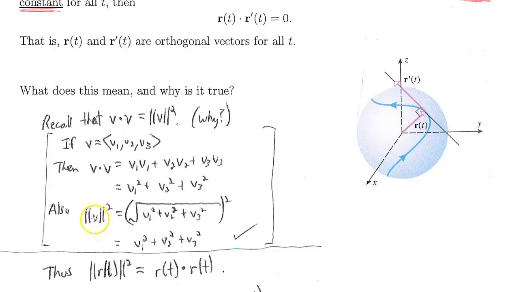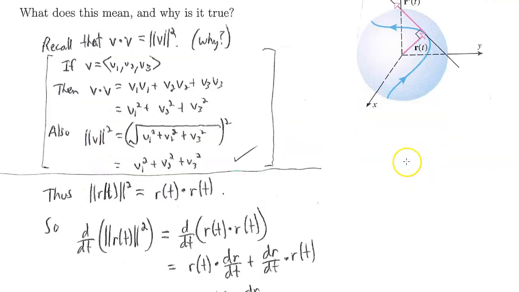Because notice, what's the norm of this vector squared? Well, the norm of v1, v2, v3 is the square root of v1 squared plus v2 squared plus v3 squared. And if we square that, the square root and the squared go away, and we just get v1 squared plus v2 squared plus v3 squared. So in other words, v dot v was equal to this, but the norm of v squared was also equal to that. So v dot v is equal to the norm of v squared. That's an important property of dot products.